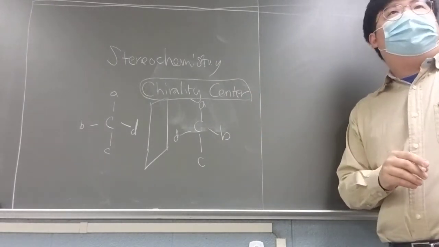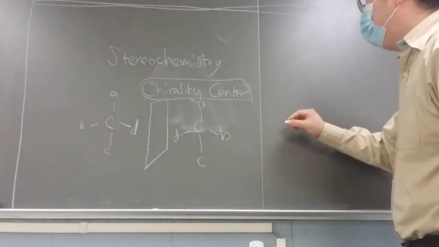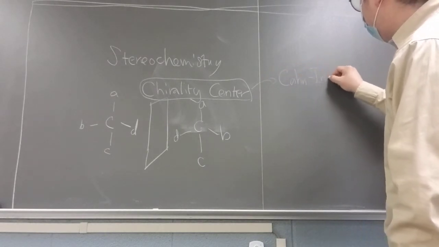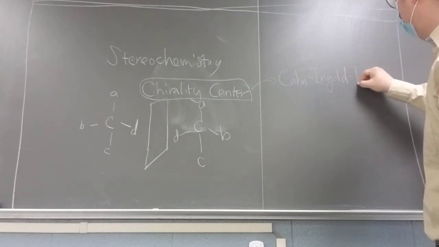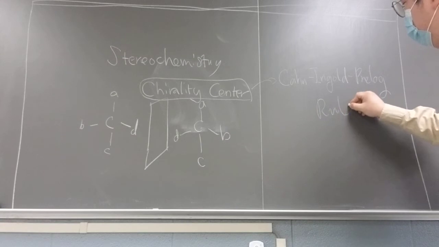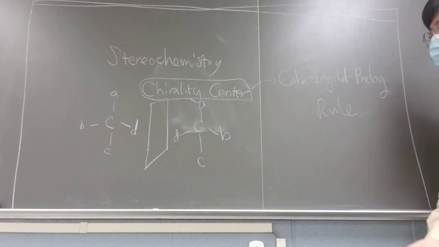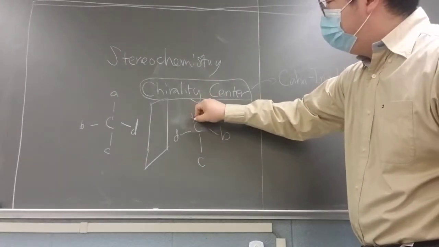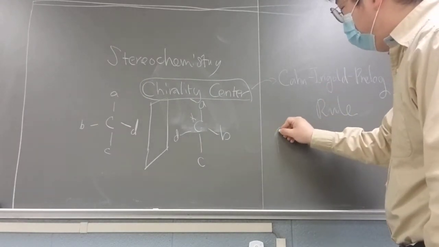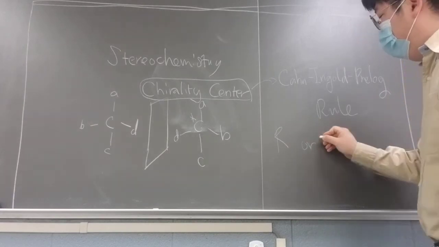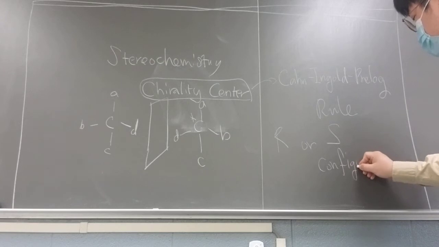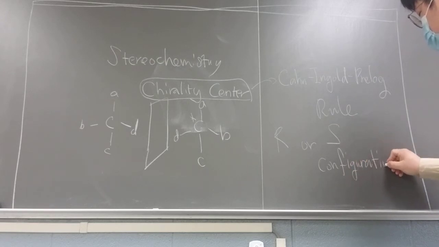So once you find the chiral center, we're actually going to use the Cahn-Ingold-Prelog rule or convention. Whenever you have a chiral center, we use this to find out if that chiral center has R or S configuration. Okay, that's the job we need to do.